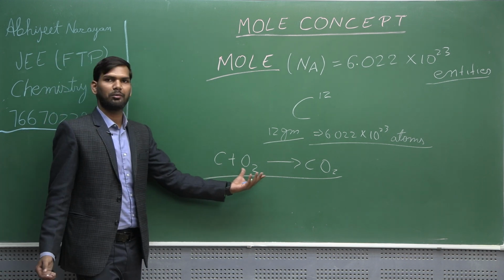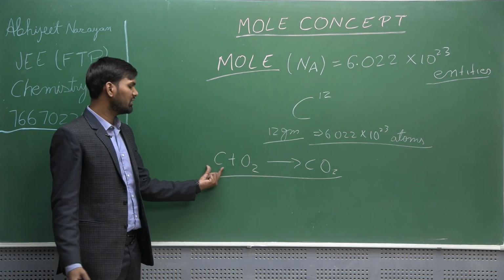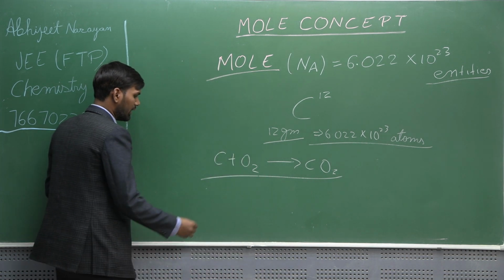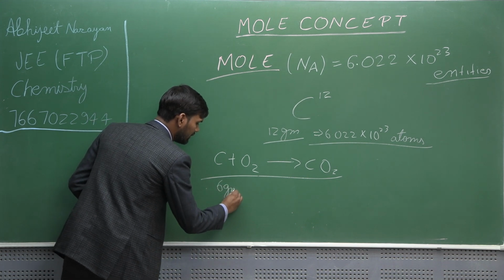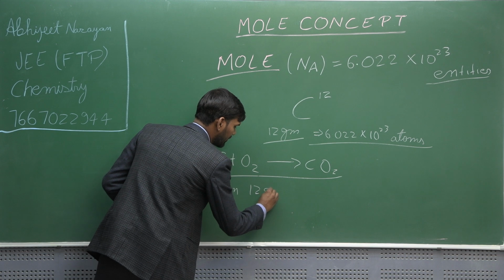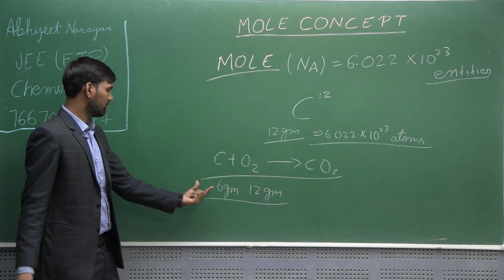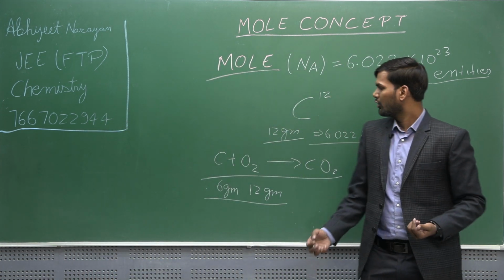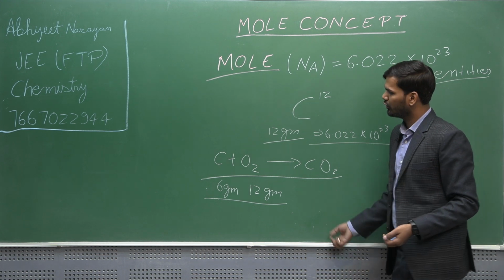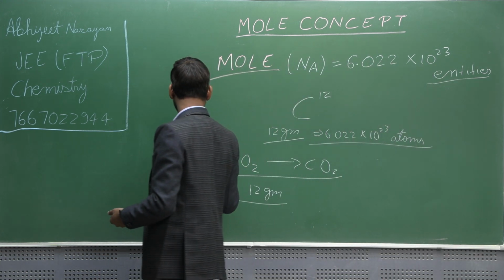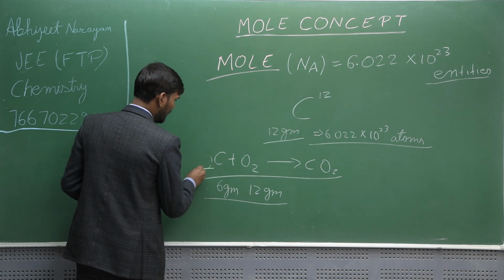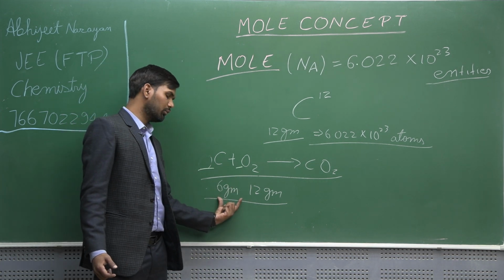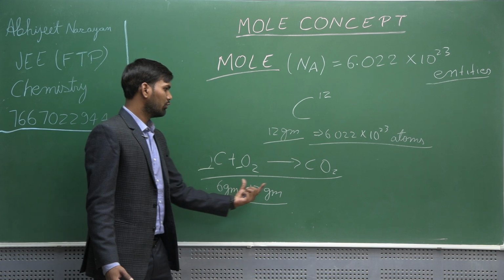Now when we proceed with reactions like C plus O2 forming CO2, we should know how much carbon reacts with how much oxygen to form carbon dioxide. Suppose 6 gram of carbon reacts with 12 gram of oxygen. What is the amount of carbon dioxide we are getting? To know this, we should know the coefficients of carbon and oxygen, so we have to balance the equation. We have to deal with the moles of these atoms to form this molecule.